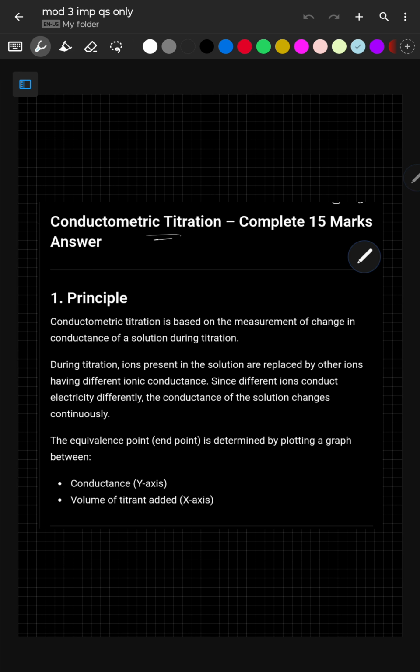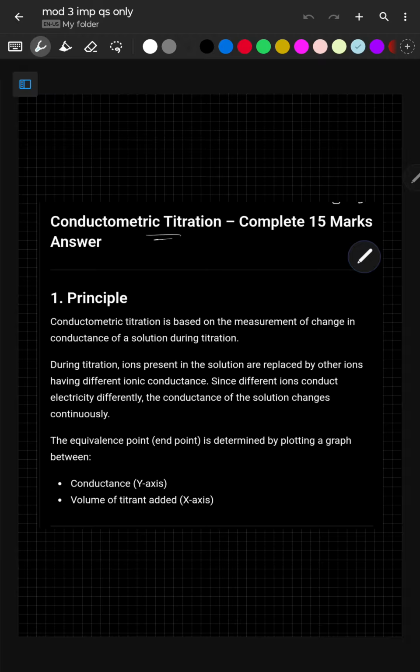So conductometric titration, let's learn the principle first. You don't need to memorize it, use your own words. The principle is that conductometric titration is based on the change in the conductance of a solution during titration. During titration, ions present in the solution are replaced by other ions having different ionic conductance. Mostly highly ionic, one kind of ion is substituted by another kind of ion. Because different ions conduct electricity differently, the conductance of the solution changes continuously.